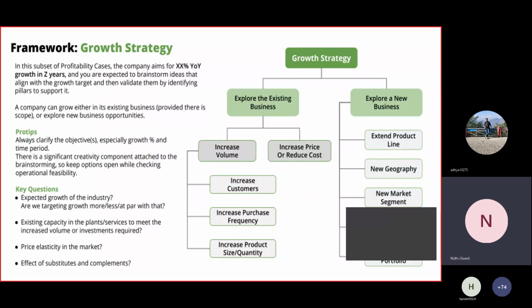These are some of the clarifying questions and just a brief overview of the case that I was giving. Okay, now when we talk about growth strategy, it's simple. We have to grow, we have two avenues to grow, right? Either we explore our existing business, or the second could be we explore a new business, we could diversify, right? Does that make sense to you? Anybody has any other kind of approach that you follow? You can write in the chat box. I would just like to see.